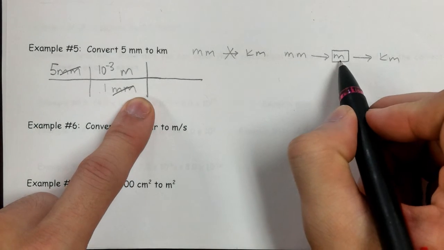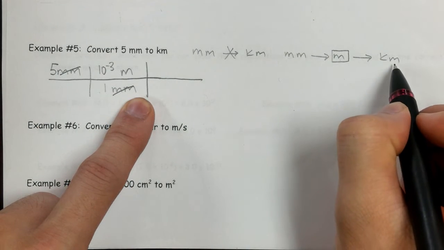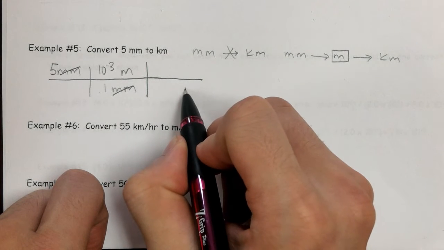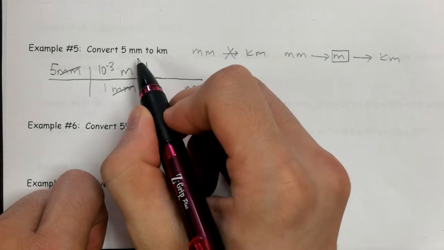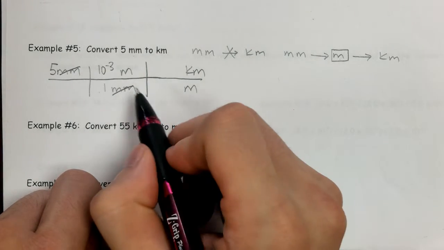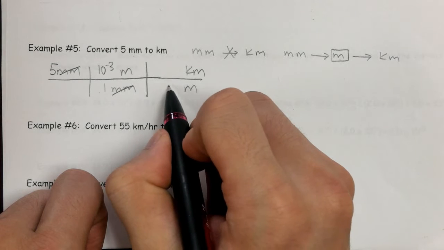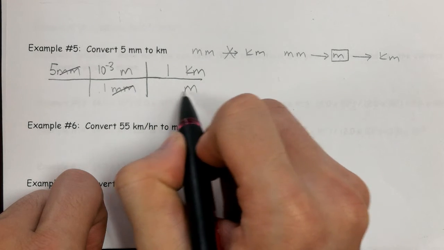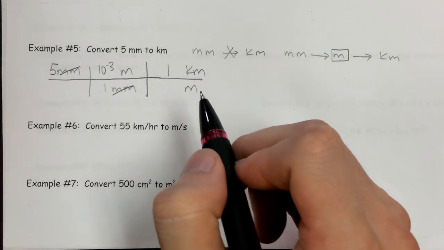Alright, but we're not done, right? We have to go from meters to kilometers. So I'm going to go ahead and write meters down here so that they cancel off, and kilometers on the top. So what we have here is 1 kilometer, because that's the prefix, and now we have to find out how many meters go into a kilometer.